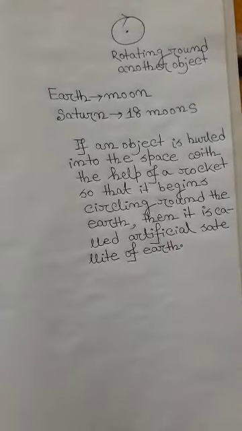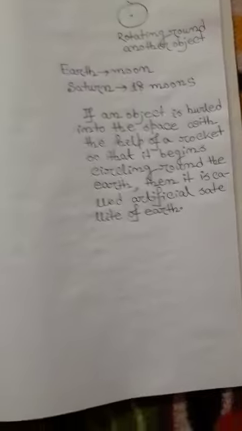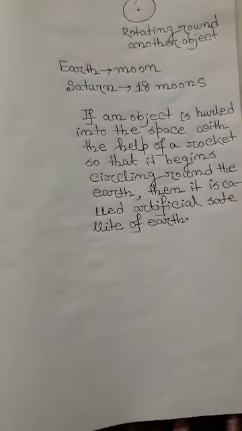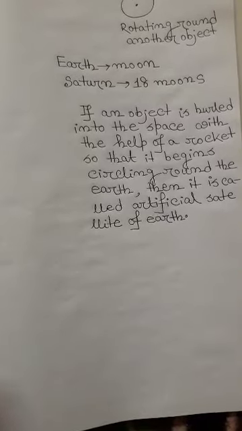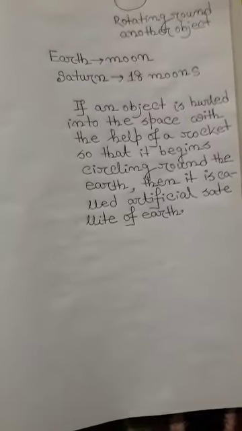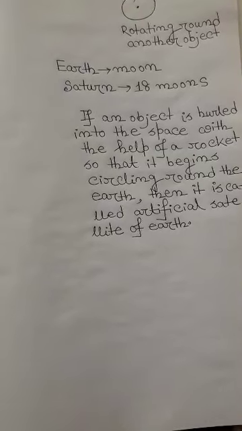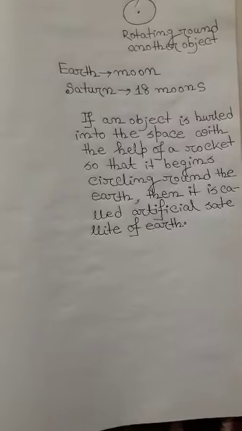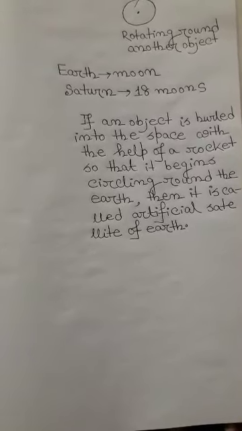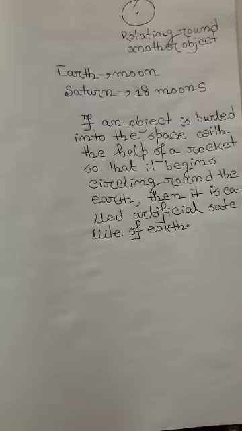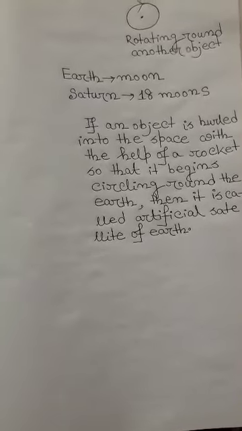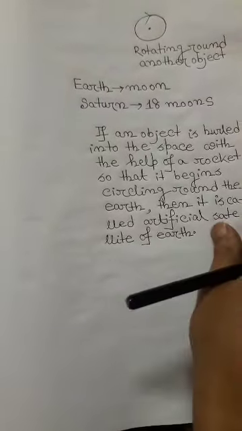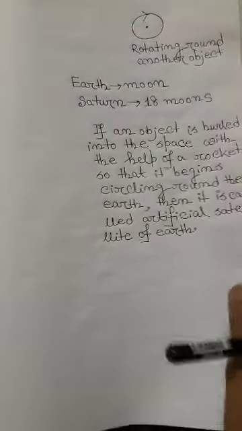So in that case, the object must be hurled into space with the help of a rocket so that it begins circling around the earth. That is, it must be rotating around the earth. So there must be a particular orbital velocity of the artificial satellite which we have to find out. Our next task is to find the orbital velocity of the satellite revolving around the earth, and let's see how we calculate it.